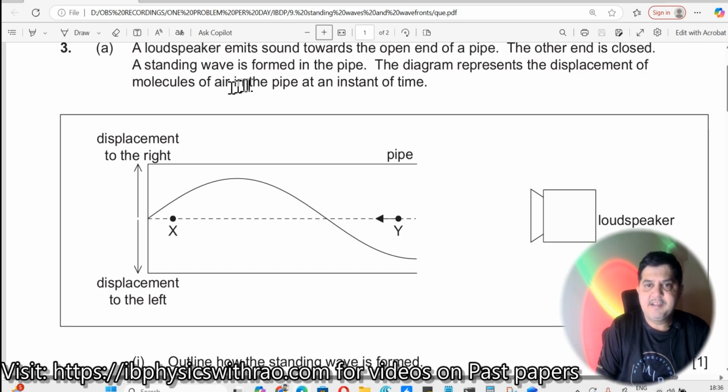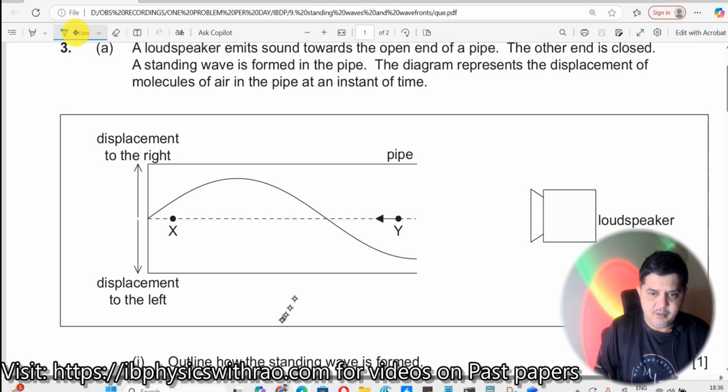A loudspeaker emits sound towards the open end of the pipe, the other end is closed, the standing wave is formed in the pipe. The diagram represents the displacement of the molecules of air in the pipe at an instant of time. So there's a sound wave, a longitudinal wave, which comes over here, gets inside the pipe and forms a stationary wave. The wave will now come like this.